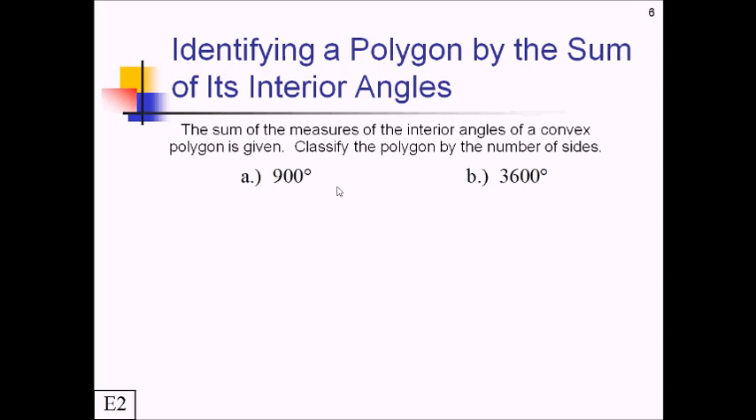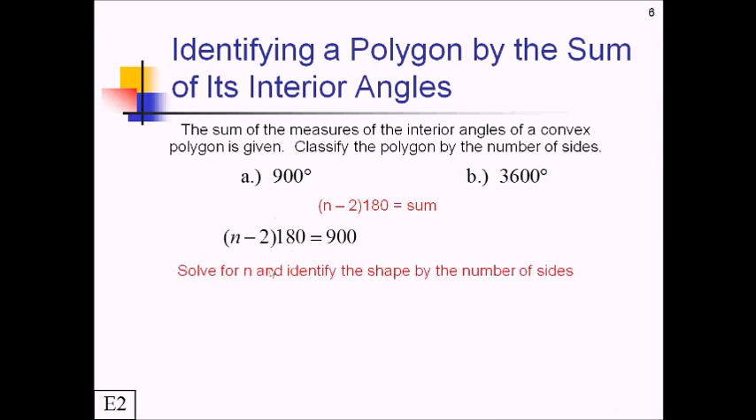For these next two problems, they're giving us the sum of the interior angles of a convex polygon, and they want to know what the original polygon was. So we can do this by working backwards. We're still going to use that sum formula, n-2 times 180 equals sum, or vice versa. But this time around, we're going to plug in for the sum itself. So we can write n-2 times 180 equals 900 for part A.